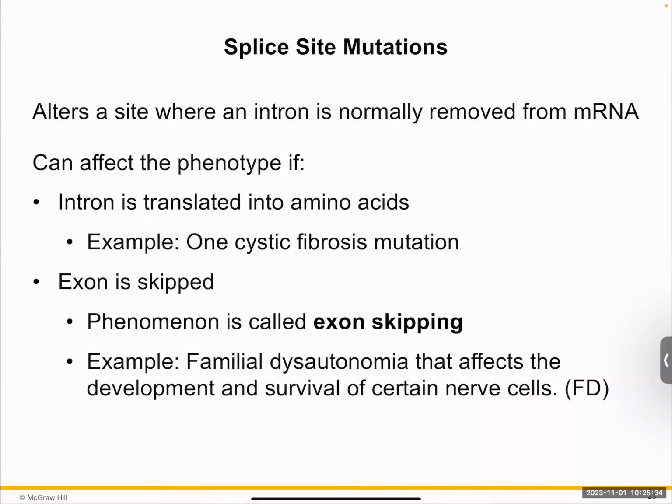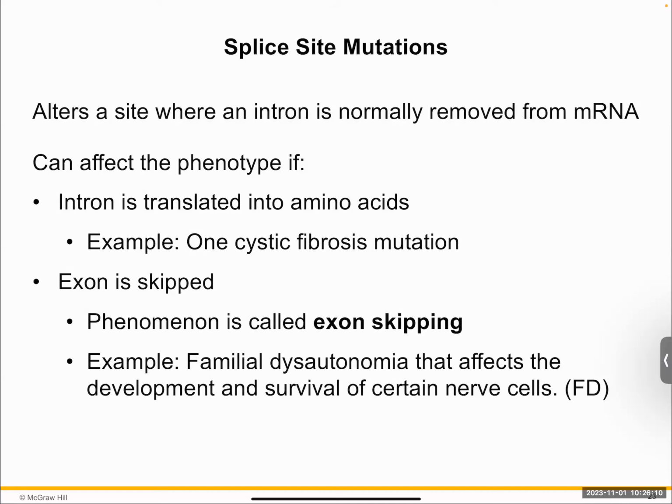Now, a splice site mutation. So look at the word splice. Think about when we talked about creating your mature mRNA. We had a long sequence, which was made up of exons and introns. To go from an immature mRNA to a mature mRNA, you had to remove the introns and connect the exons together. And when all the exons came together, you got your mature mRNA, which was used to encode for a protein. Now, a splice site mutation can happen two different ways.